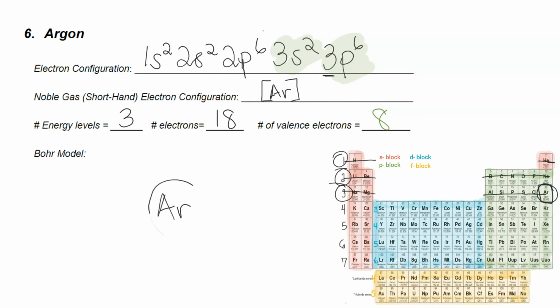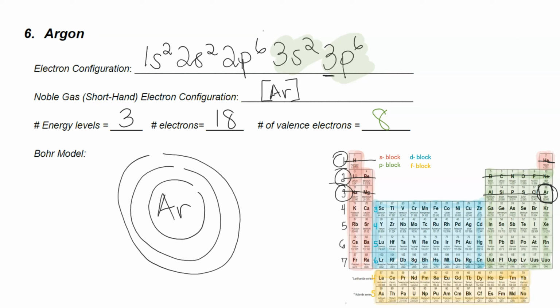Argon has 3 energy levels. We know in its valence shell it has 8 electrons. In its second energy level, we have the s and the p electrons, so 2 plus 6 gives us 8 electrons there as well. And then in its first energy level, we just have those 1s electrons, and we know that that can only be 2 electrons.